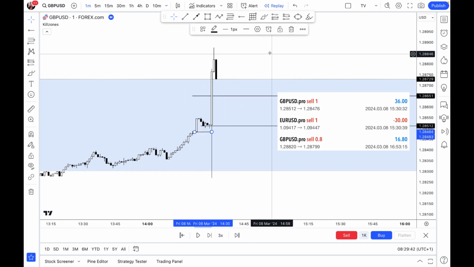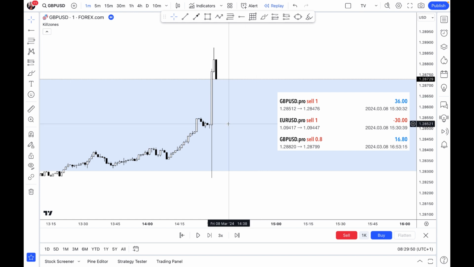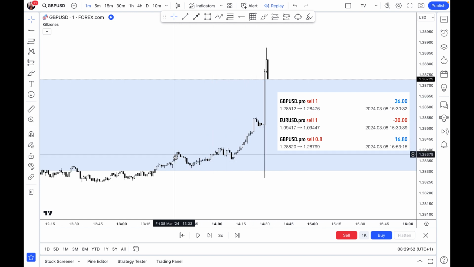So that was it about the NFP. I was not able to get a lot of profit. Why did I actually take that sell, even though I did not have confirmation? It was because I did not take a lot of trades during the week, and all my focus was on that NFP.